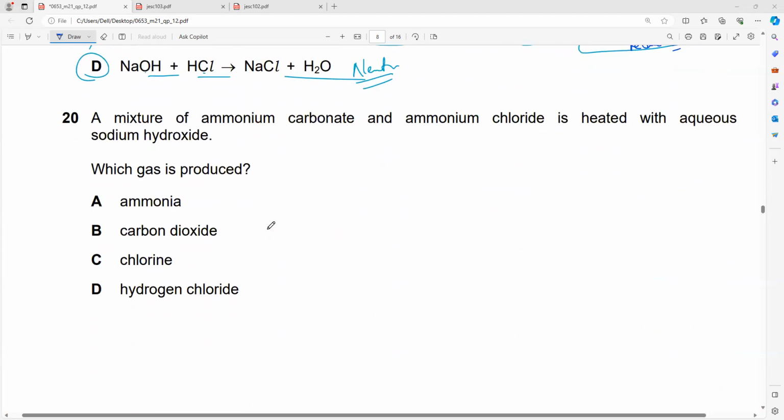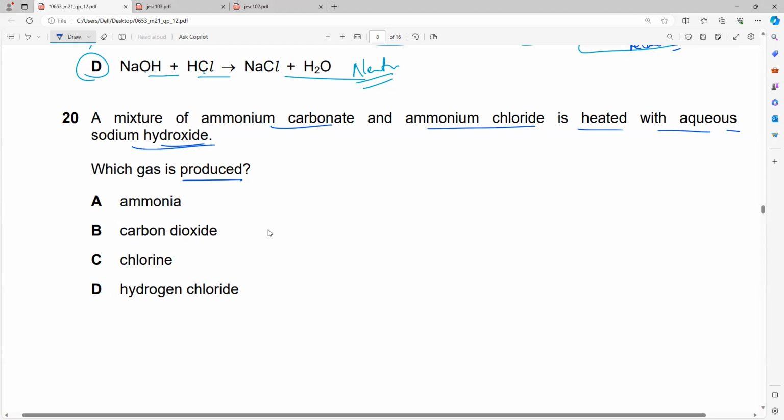Next, a mixture of ammonium carbonate and ammonium chloride is heated with aqueous sodium hydroxide. Which gas is produced? You have to answer. Please answer, I will be happy.